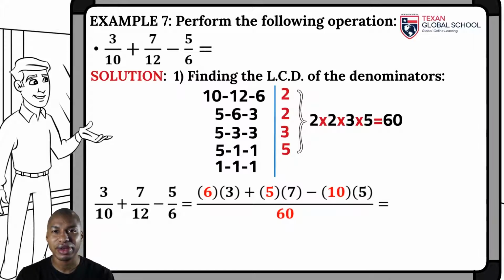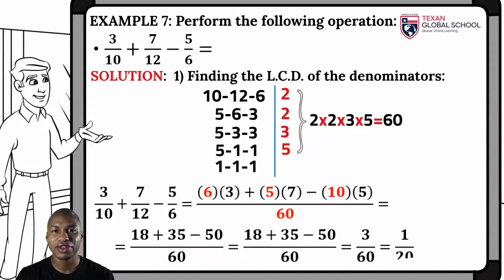We divide 60 by 12, and the result 5 we multiply by the numerator 7. We now divide 60 by 6, and the result 10 we multiply by the numerator 5. We then make the products of the numerator. Finally, we perform the subtraction and addition, thus obtaining a resulting fraction of 3 over 60. This fraction can be reduced to 1/20 since 60 is a multiple of 3.